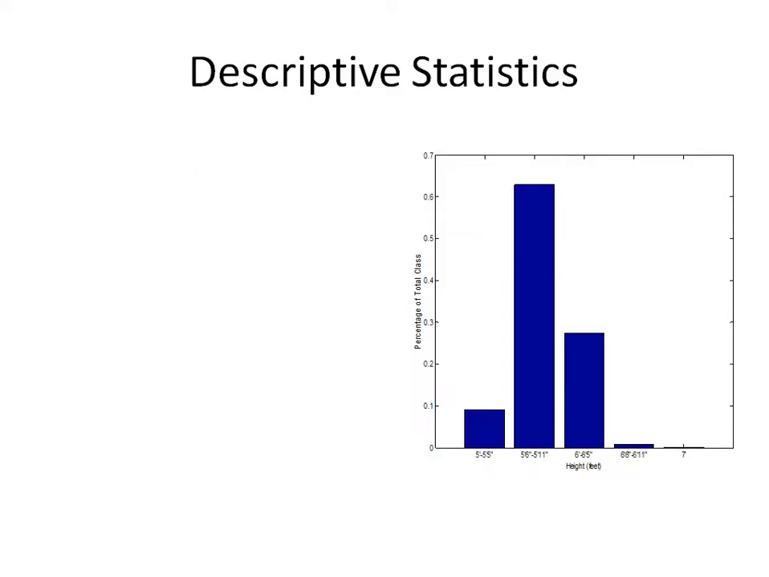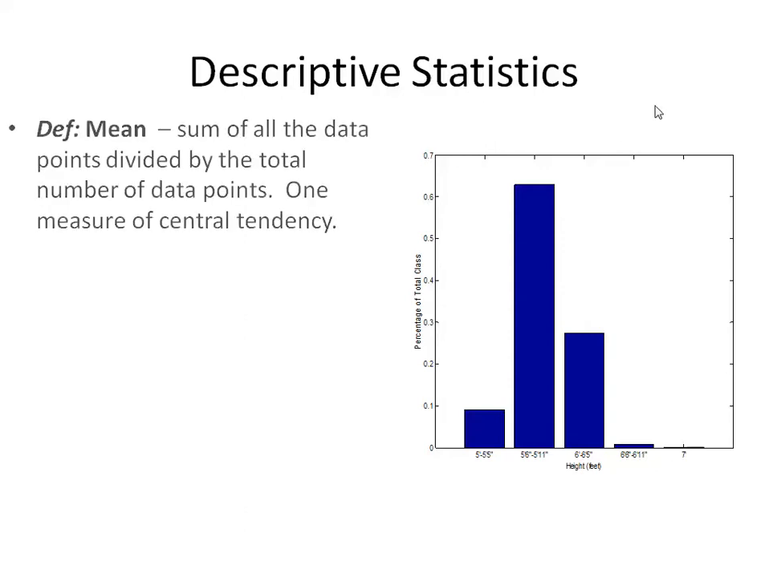So this brings us to the idea of descriptive statistics. What kind of values can we use to describe this set of data that we have here? Well, the first and most obvious, that I'm sure everyone is aware of, is the idea of the mean, which is basically the sum of all the data points divided by the total number of data points that you have. It's a measure of what's called the central tendency, or what's most likely to occur.